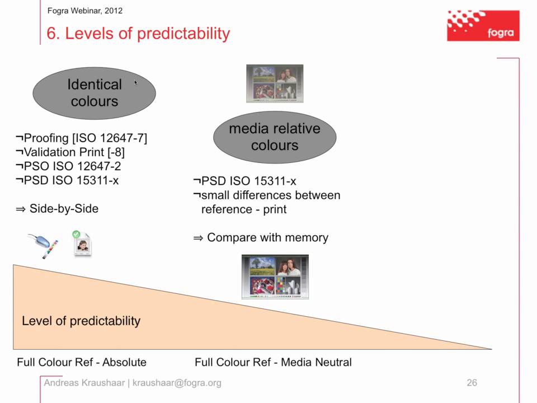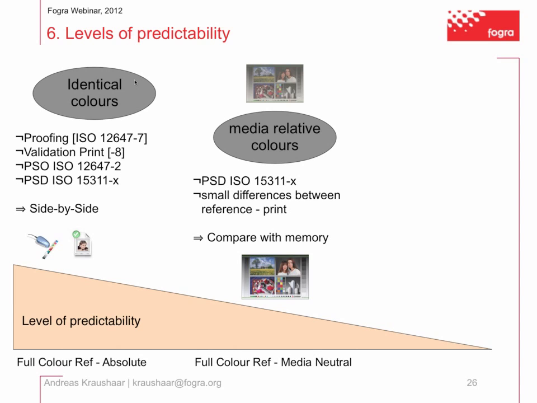The new way of color reproduction now, as introduced, is media relative colors, introduced in the ISO 15311 standard series and in the PSD. And it is applicable for small differences between reference and print gamut. You compare actually with the memory in isolation, not side by side. And that is also important later if you use it. If you use it in reality, so to speak, don't judge media relative and then compare it with your customer side by side. Of course, you can do it, but that's not what the numbers reflect.